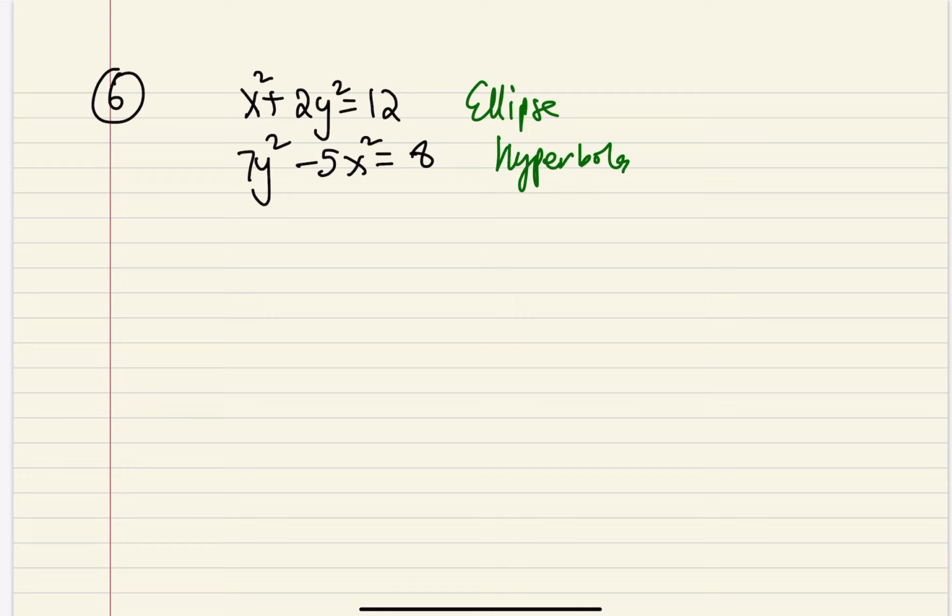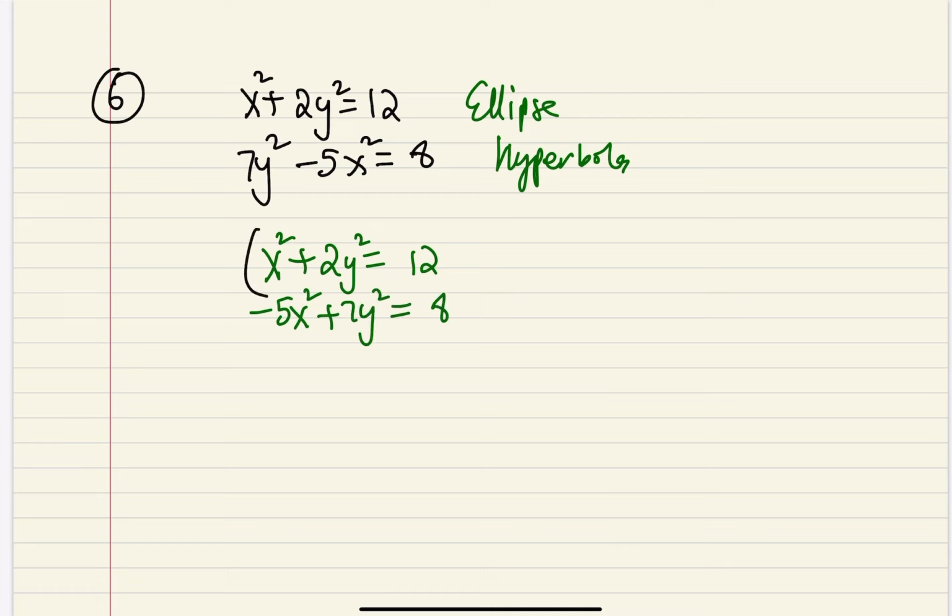To solve this system, I'm going to go ahead and use the method of elimination. So I'm going to do x squared plus 2y squared equals 12. Okay, let me rewrite it. Negative 5x squared plus 7y squared equals 8.